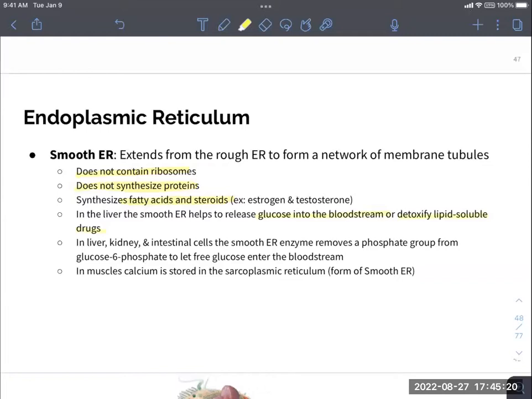So different places could have different roles, but they still technically do the same kind of thing. In the liver, the kidney, and the intestines, the smooth endoplasmic reticulum removes a phosphate group from glucose 6-phosphate, so we can let the glucose go free into the bloodstream. That glucose will then be picked up and converted to ATP. In muscles, calcium is stored in the smooth endoplasmic reticulum. We'll go into how all of that works when we get to the muscle chapter.